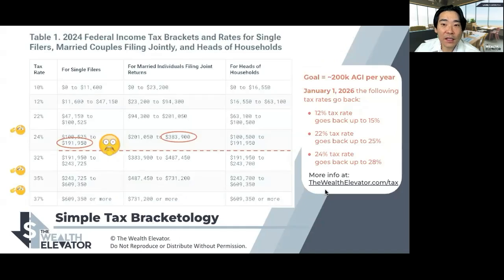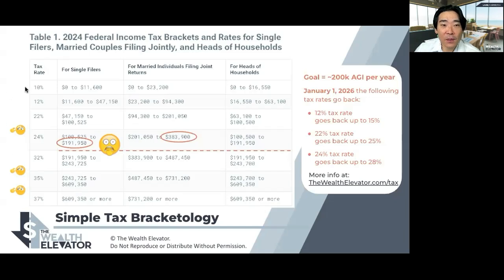Now, this slide is extremely important to understand. This is what I call bracketology. This changes every year, usually with the pace of inflation, but I would say right now, go and Google this current year's tax brackets. What I have is the 2024 tax brackets pulled up here, but the general concepts remain the same. As most of you guys know, we have a graduated tax scheme here where the more money you make, the more money you pay in taxes.